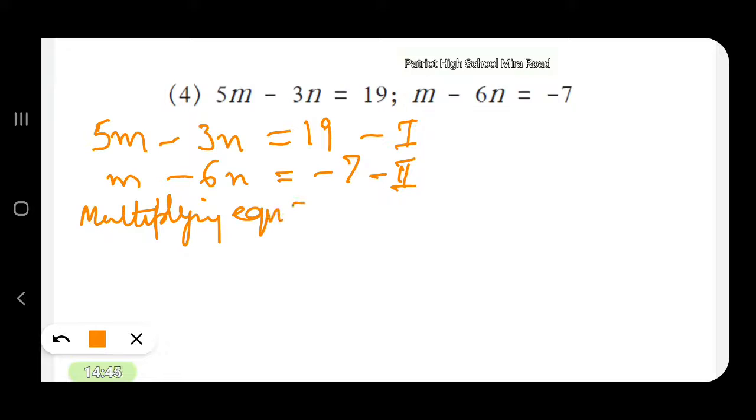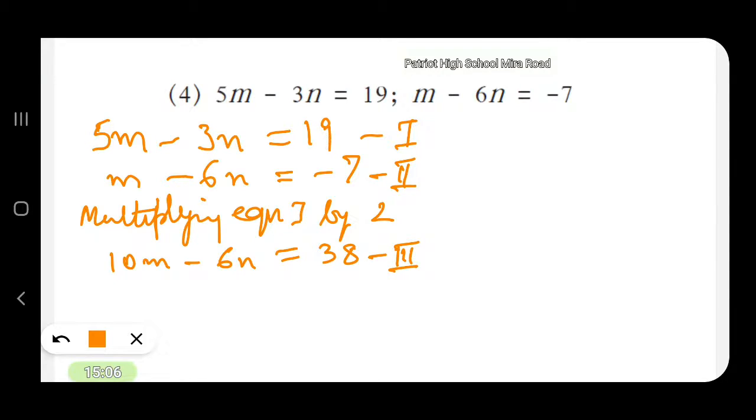Multiplying equation 1 by 2, we get 10m - 6n = 19 into 2, which is 38. This is equation number 3.